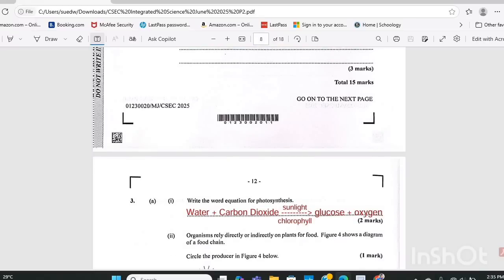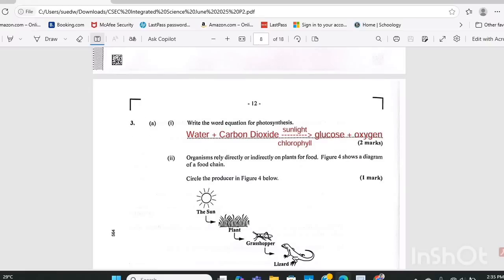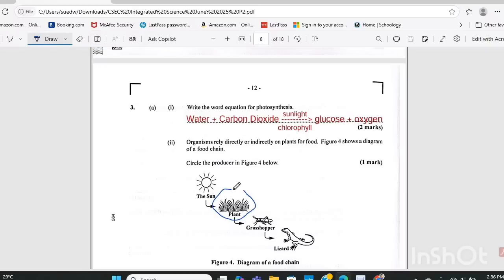Two easy marks. It says organisms rely directly or indirectly on plants for food. Figure 4 shows a diagram of a food chain. Circle the producer in figure 4 below. And people, come on, what is the producer here? If you say that the plant is the producer, then that would be the answer, right? The plant is the producer. That's 1 mark. All right. Hopefully we read that question correctly. I left it on purpose just to do that in the video, but hopefully you read the question, so you would have gotten that 1 mark.